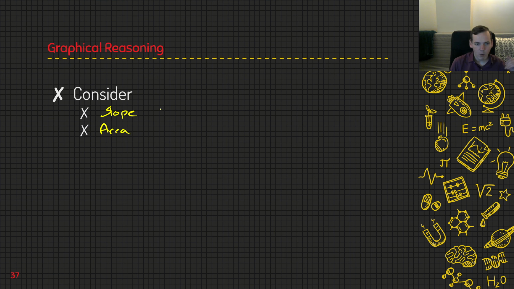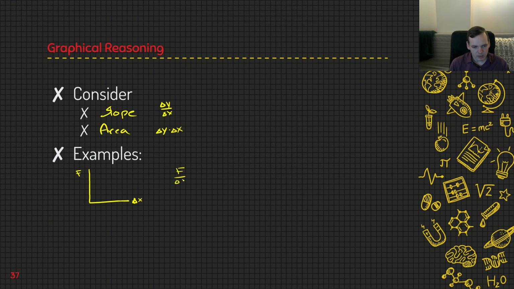So does delta y over delta x look like something that you know? And does delta y times delta x look like anything you know? As an example, if I look at a force versus distance graph, then the area, F over delta x, doesn't seem like anything familiar, so we don't care about it. But F times delta x does look like work or a change in energy.